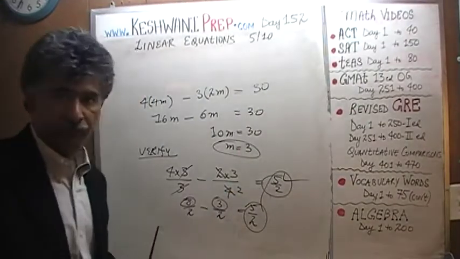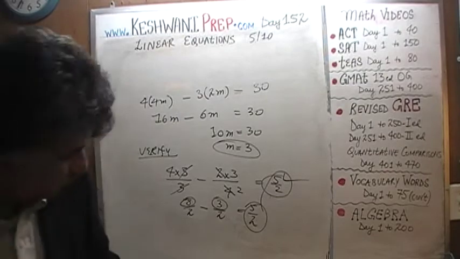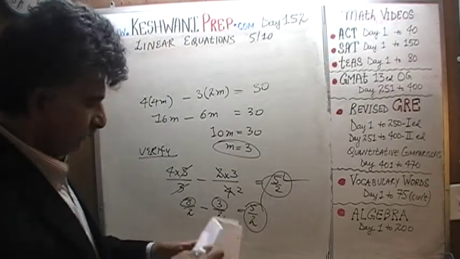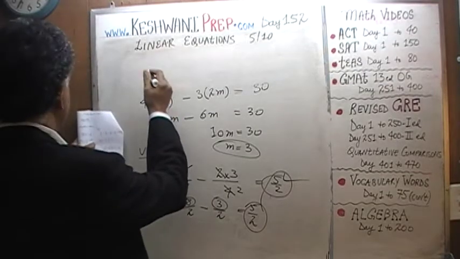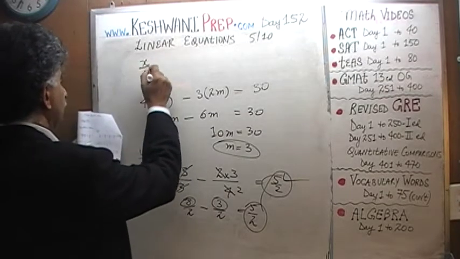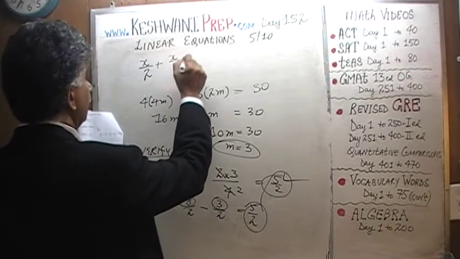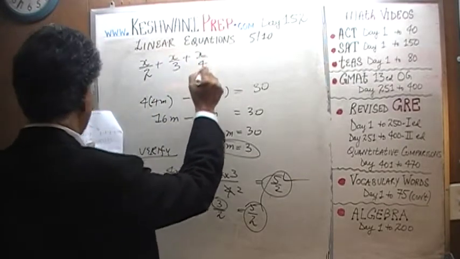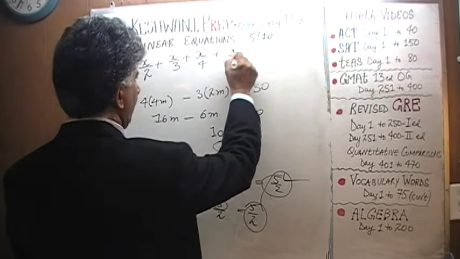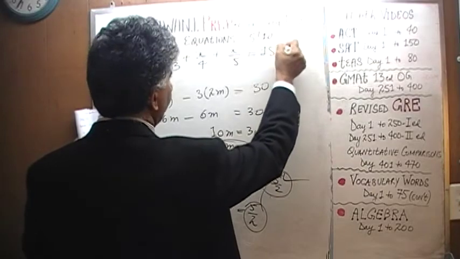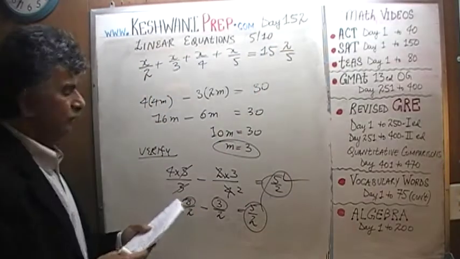This one, you do it yourself first. Pause the video, do it yourself first. Once you have the answer, then you and I will do it together. Do you understand? Here's the problem. We are told that x over 2 plus x over 3 plus x over 4 plus x over 5 equals 15 and 2/5.